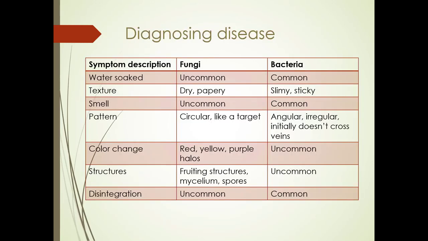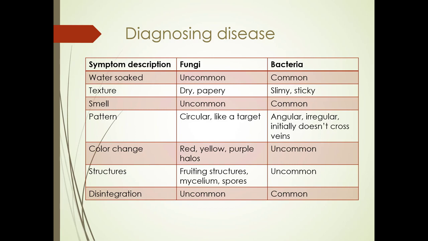So when you're comparing the two, fungi are not going to have a water-soaked appearance. We're mostly talking about leaf spots here. The texture for fungi would be dry or papery. Bacteria would be slimy or sticky. Patterns of fungal leaf spots tend to be circular like a target. Bacteria tend to be irregular and angular and usually don't start off crossing the veins. They will eventually. Color change, red, yellow, purple halos, is uncommon in bacteria, although we will see some coming up here that have yellow halos on them.